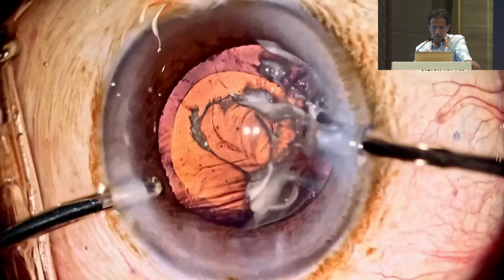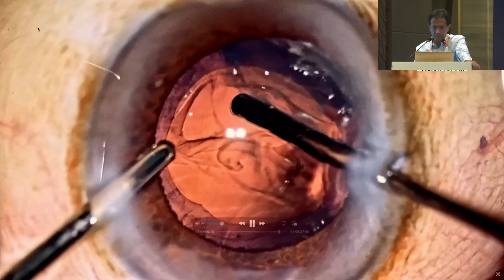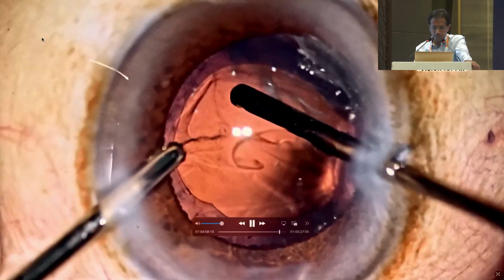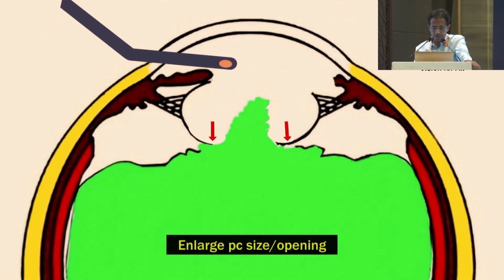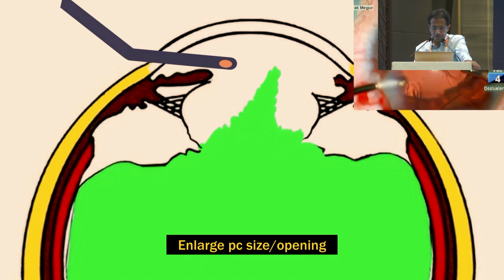We need to remember that in the presence of a PC tear, the antechamber and the vitreous have direct communication. Fluid from a high bottle height gets instant access to the vitreous cavity. The sudden gush of fluid will extend the PC tear even before the vitrectomy has begun.